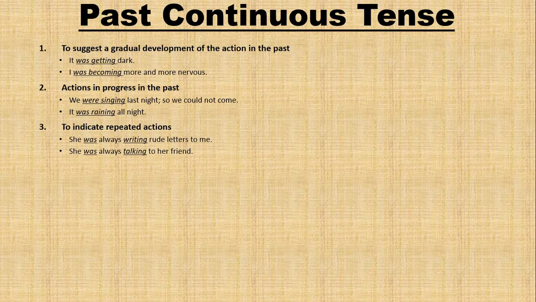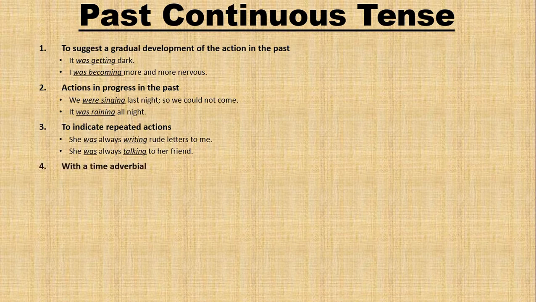She was always writing rude letters to me. Was writing is past continuous. This is a repeated thing that annoyed the person, alright? She was always talking to her friend. Was talking is past continuous. This also annoyed the person, that is why it is past continuous, using was and talking, alright?